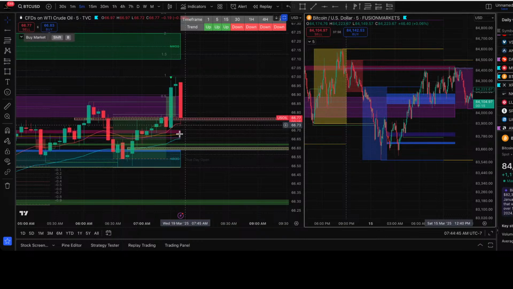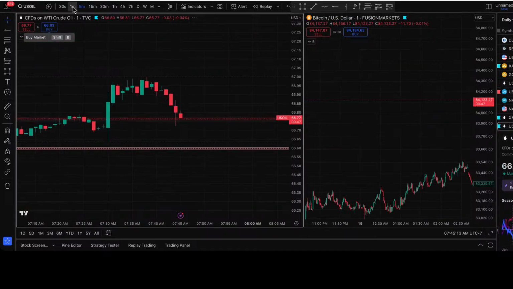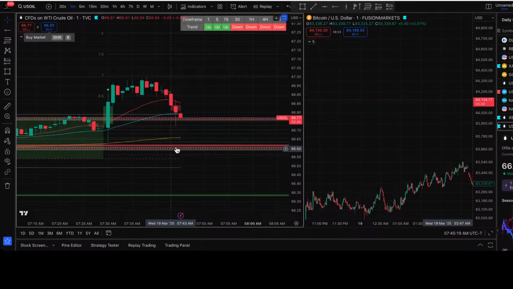Since there's no fair value gap here, as soon as it hits this, I want to see bullish momentum. I want to see a bullish fair value gap created. Let's drop down to the 1M for a second to see what's happening. I'd like to see it come back to this 5M fair value gap where there's a lot of confluence.